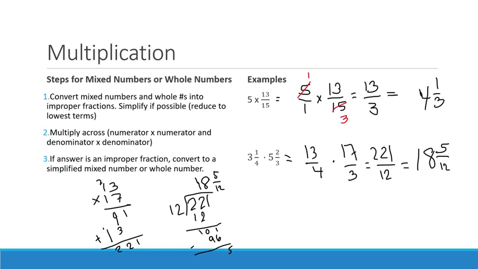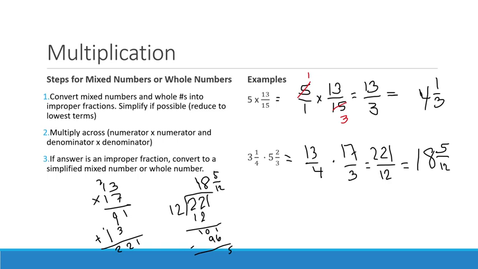This is an improper fraction, and I want to convert it back to a mixed number. I'll get 4 1/3. I do this by dividing 13 by 3. 3 goes into 13 4 times, and that will give me 1 remaining, so 4 1/3.